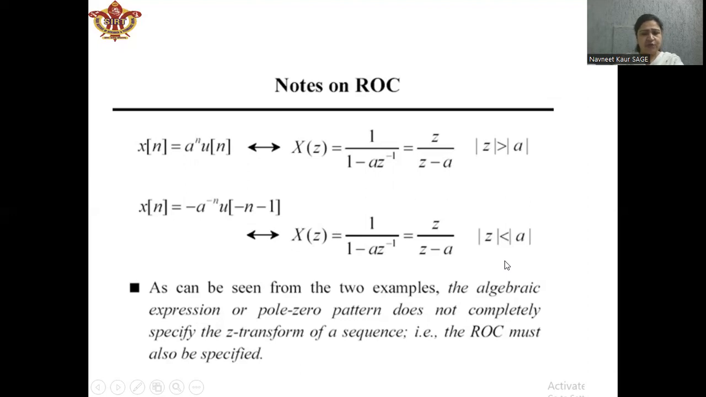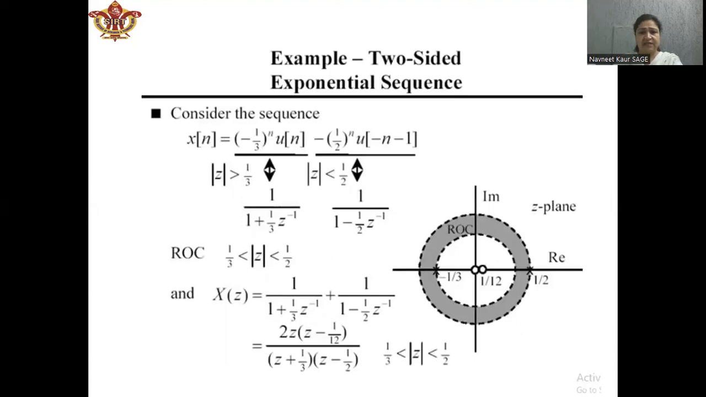So the algebraic expression of the pole-zero pattern does not completely specify the z transform of a sequence. Here we can see that the ROC should also be specified for any signal. Now we will consider a two-sided exponential sequence. That means here the sequence will consist of a right-side part and a left-side part of the y-axis. So minus 1 by 3 raised to power n u[n] consists of the n equal to 0 to infinity part of the signal, and minus half raised to power n u[minus n minus 1] will consist of the sequence for n less than or equal to minus 1.